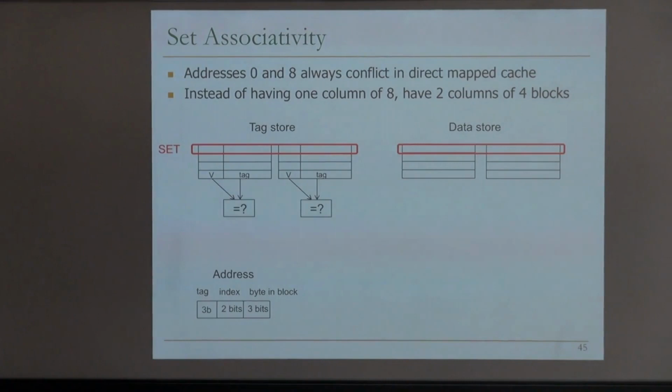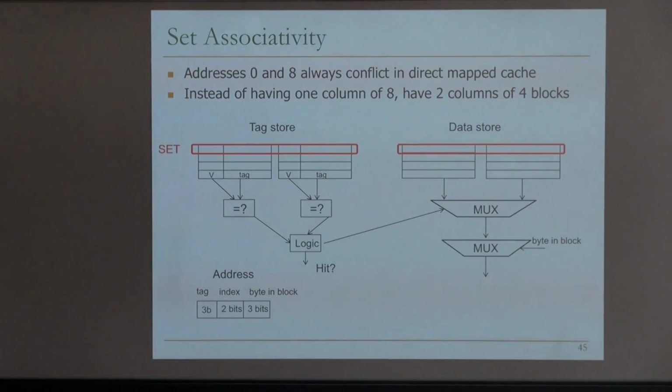But now your logic is a little bit more complicated because you need to match this tree, right? And also this logic is a little bit more complicated. You add another mux to the data stores, right? So this is the key idea. The idea is basically you have associative memory within a set. Why is it associative memory? Because you do the tag comparisons for both of them. Part of your address determines what data is there. So you really associate over here.